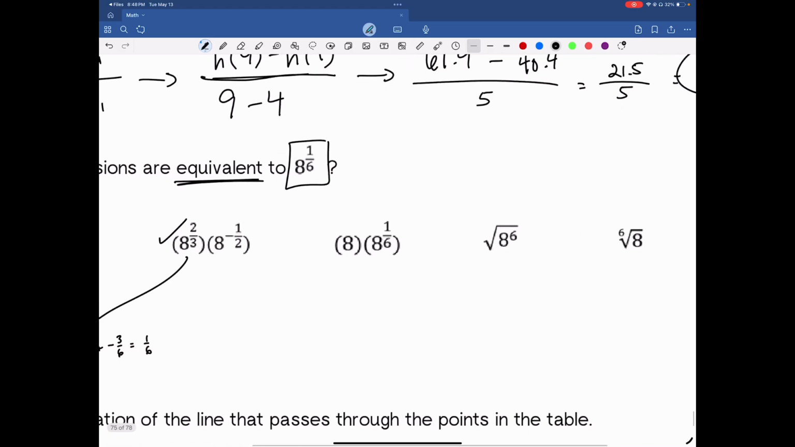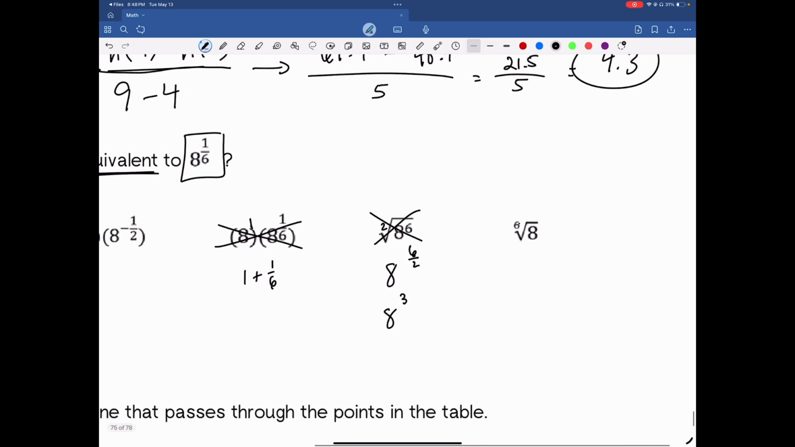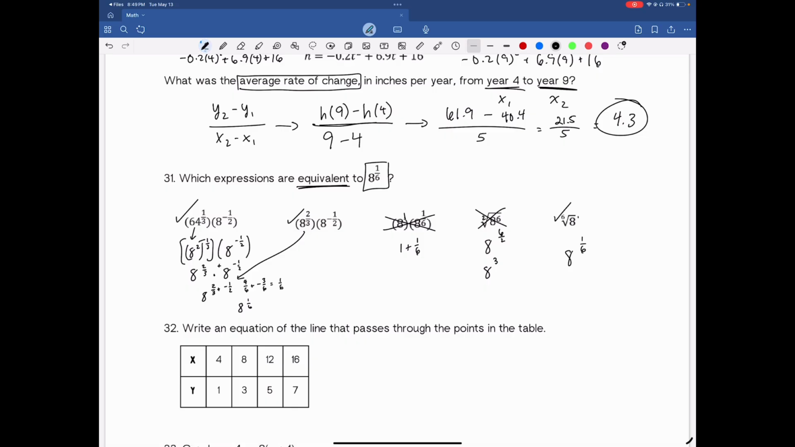8 times 8 to the 1/6, that is not going to work because we have to add 1 plus 1/6, and that is not going to be 1/6, so that's not good. The square root of 8 to the 6th, remember, if that's a square root, that is a 2 in the denominator of an exponent. So that's 8 to the 6 over 2, which is 8 to the 3rd, and that is not going to be it. But here we have the 6th root of 8 to the 1st, so that would end up being 8 to the 1/6 power. So we have those three options there.